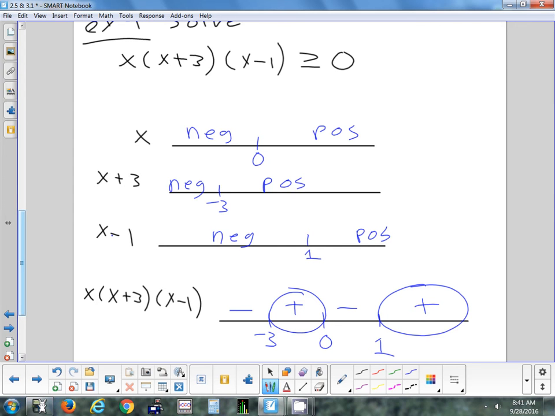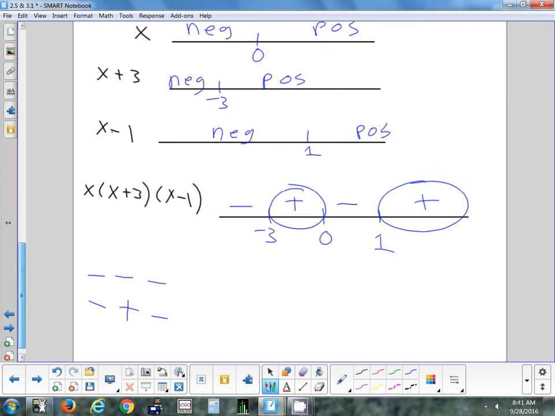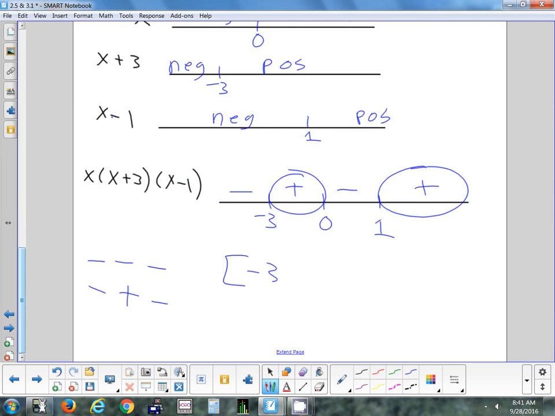Okay, so that means I'm going to use what symbol? On my bounded interval parts, I'm going to use a bracket. Okay, so between -3 and 0, or where else am I positive? Or where else am I 0 or positive? Yep. 1 and up. 1 to infinity.